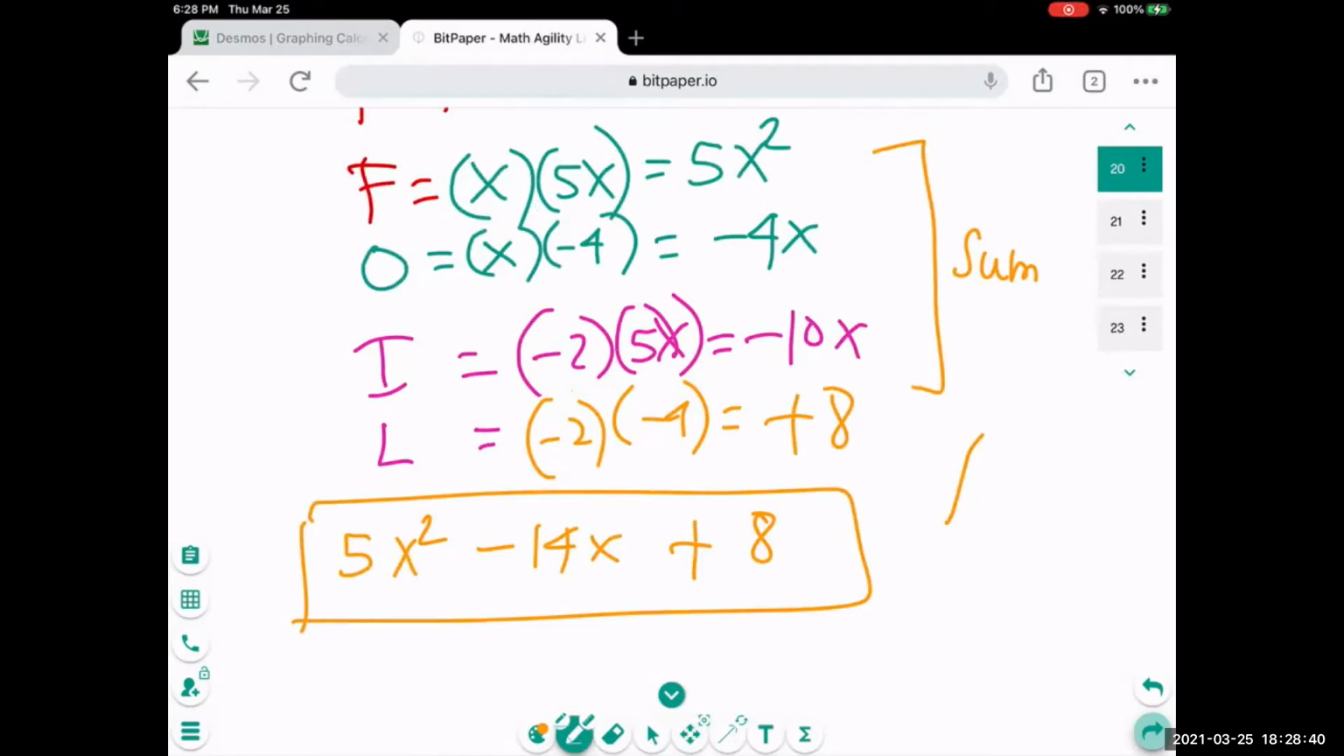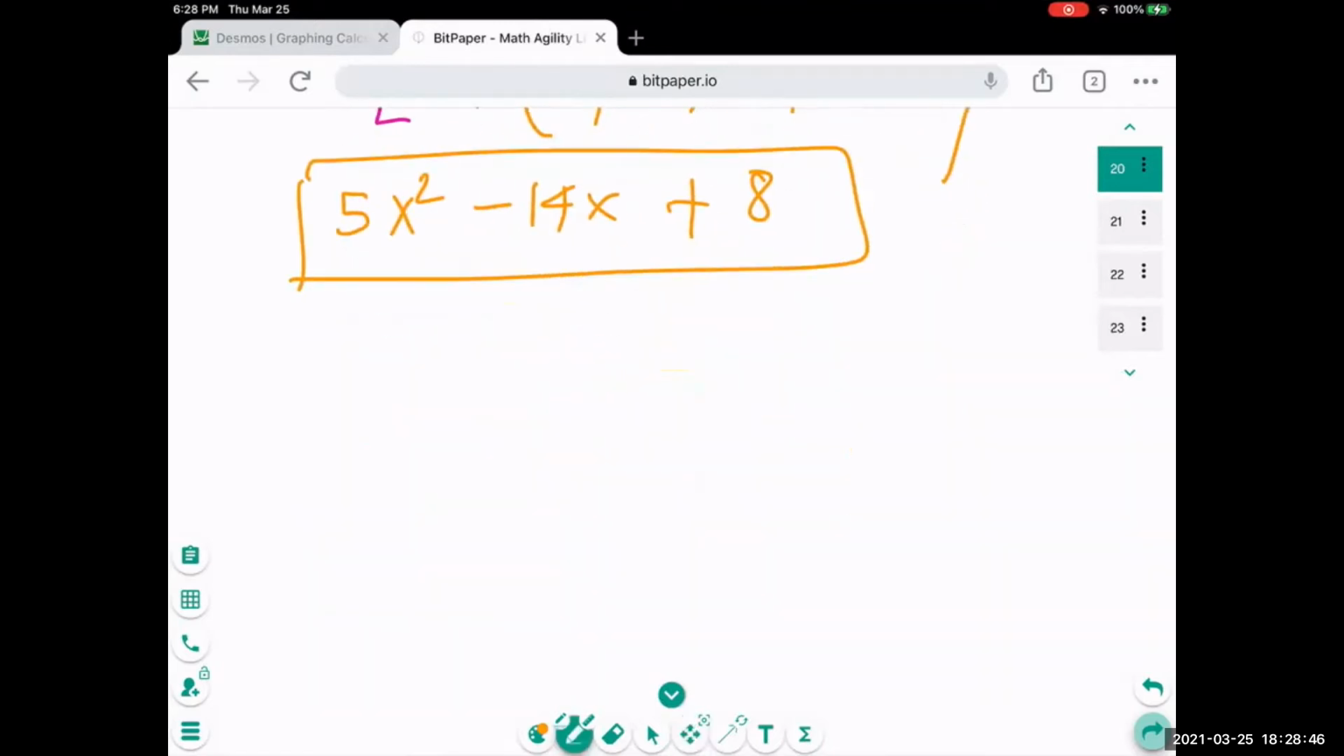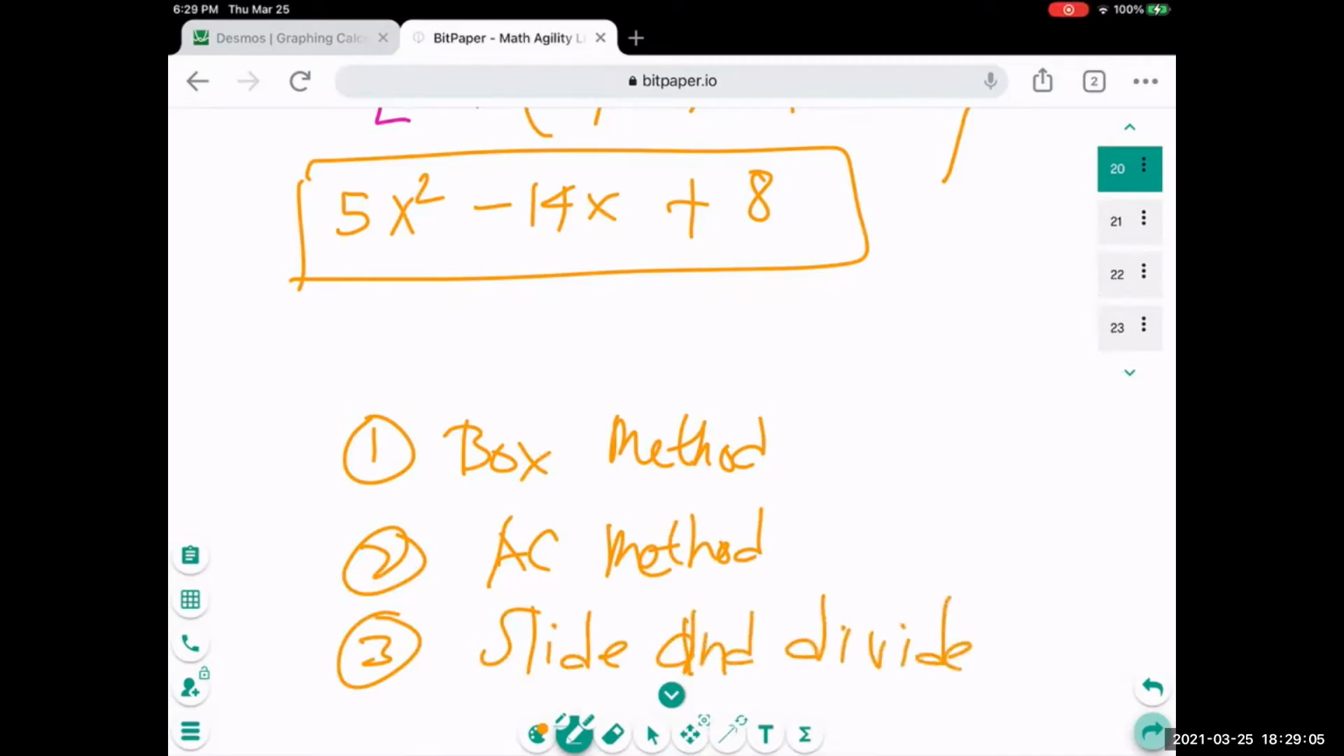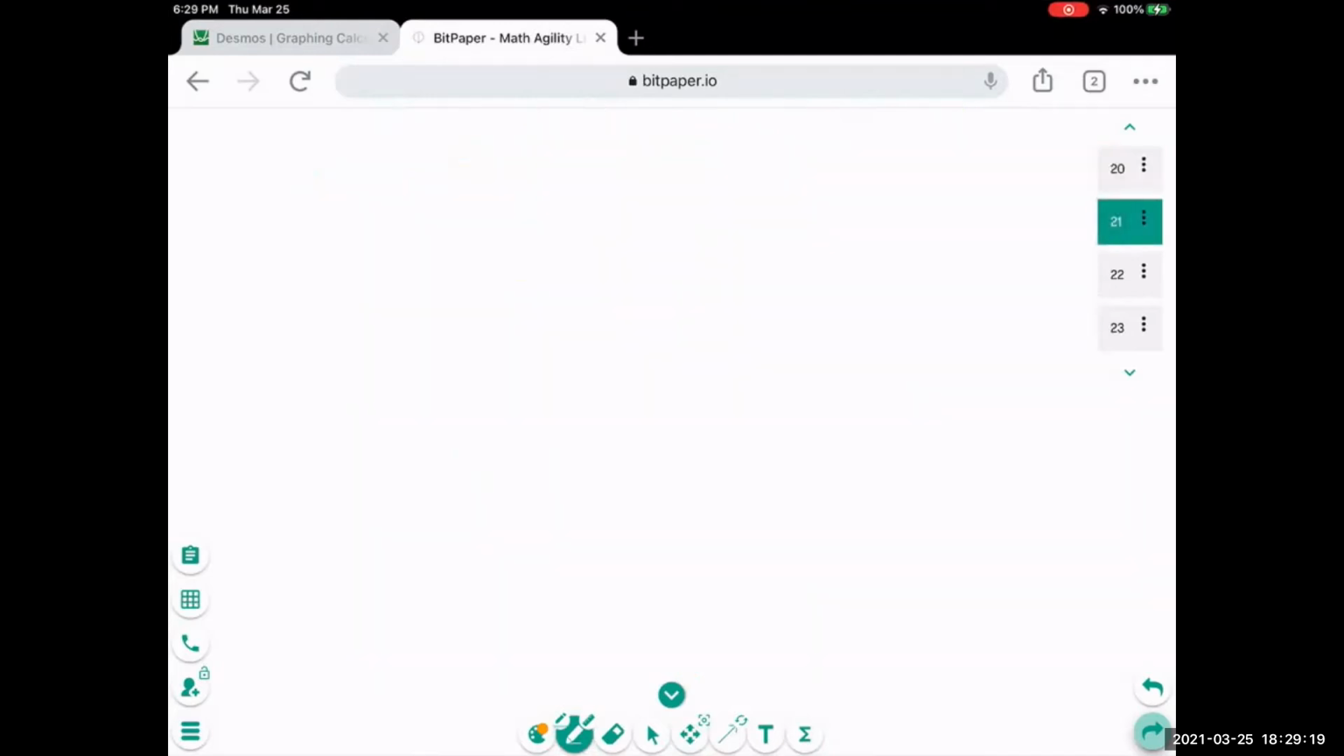Okay? So again, we have three methods used. The first method is the box method, and then the second one is the AC method, and the third one is the slide and divide. So it's up to you which one you want to use for this. Is it the box method, AC method, slide and divide? You can use either of the three kung saan kayo komportable gamitin yung pagpa-factor ng trinomial. Okay? So let's move now to the next topic.